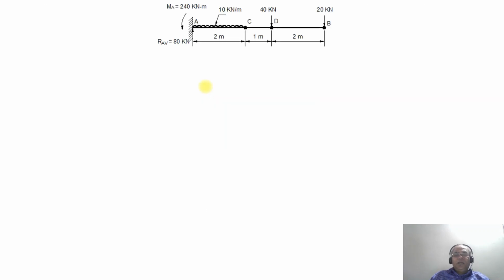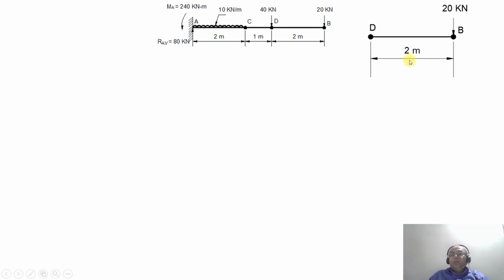Now we will consider the shear force and bending moment for each segment or for each point. Let us consider the first case, between D and B, where at the point B you have 20 kilonewton acting. At the point D, we have not considered the 40 kilonewton. Without considering it, the shear force at B will be equal to plus 20 kilonewton. The sign convention is, considering the section, the load acting downward towards the right of the section will be positive. So that is plus 20 kilonewton.